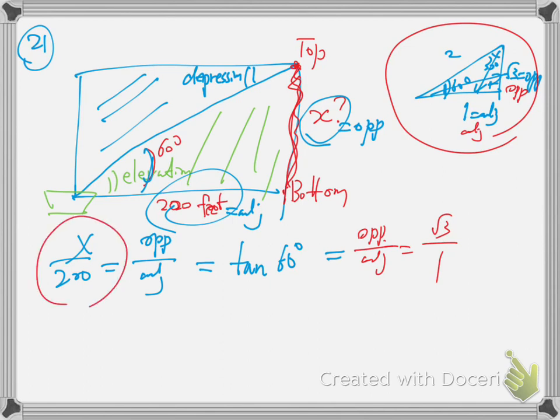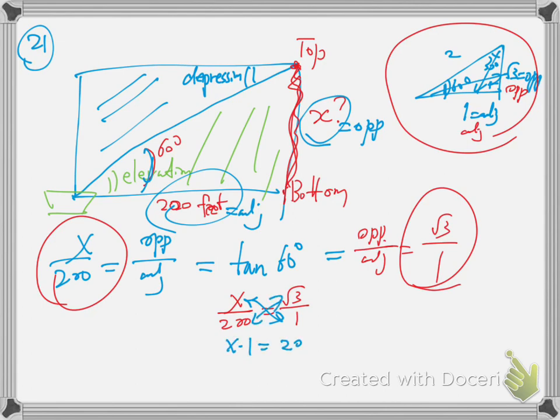So now we have an equation. They are equal, right? So x over 200 is radical 3 over 1. It's a proportion, so cross multiply. So x times 1 is 200 times radical 3. So x is 200 radical 3. That's the answer. That's how high the cliff is.